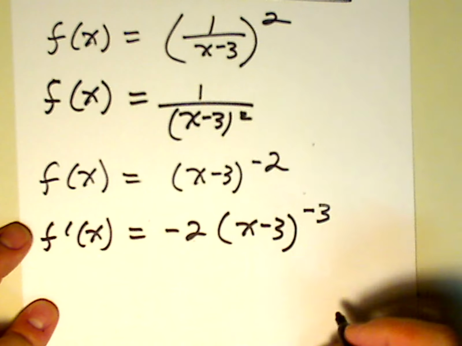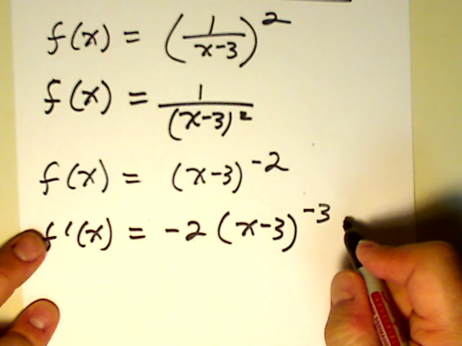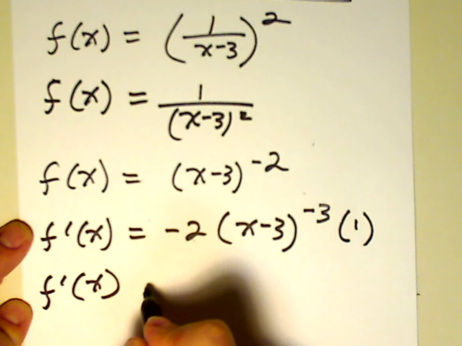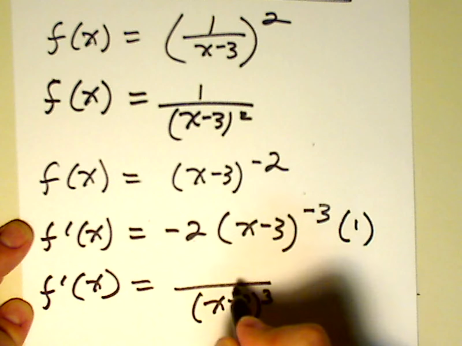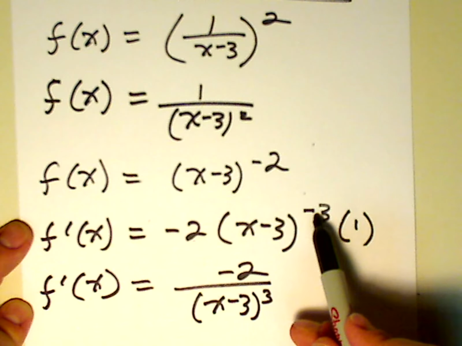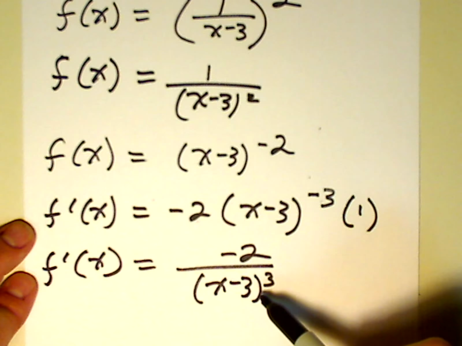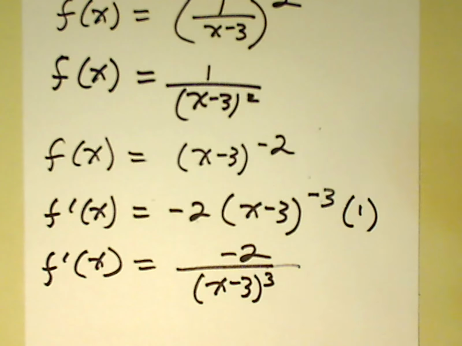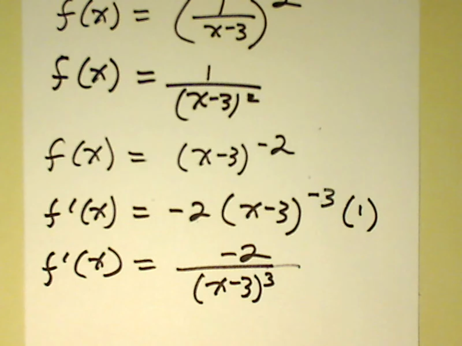I am running out of ink here. And then the derivative of x minus 3, the inside part, is just 1. So f prime x is equal to x minus 3 cubed and negative 2 in the numerator. So this is a negative exponent. So now we're going to kick it back down into the denominator. We have negative 2 over x minus 3 cubed. This is clearly a much easier way to do it as long as you recognize that we can rewrite this quotient using a negative exponent.